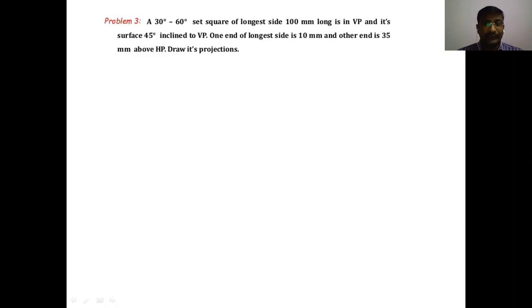In the first stage, in the initial position, we have to assume the surface is parallel to the same plane, that is the vertical plane. Assume the surface parallel to the vertical plane in the initial position. Whenever we assume the surface is parallel to VP, in the front view we see the true shape, that is the 30-60 degrees set square true shape. The true shape must be drawn first, and then only can we proceed with the problem.